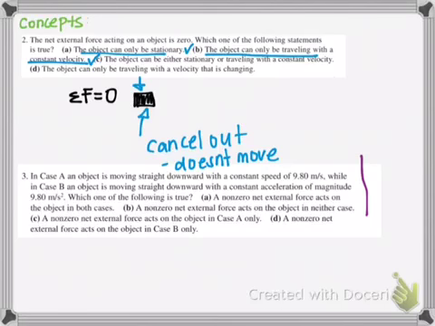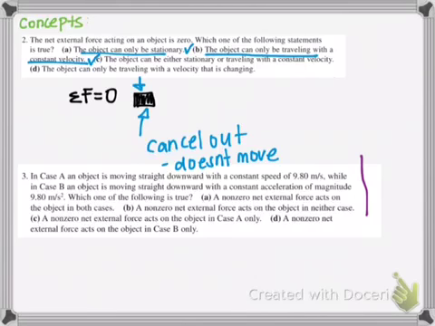Now let's look at another concept question. In case A, an object is moving straight downward with a constant speed of 9.8 meters per second, while in case B, an object is moving straight downward with a constant acceleration of magnitude 8.80 meters per second squared. Which of the following is true? Now it's important to remember that net force is proportional to acceleration, not to speed. Acceleration has direction, which is a vector.